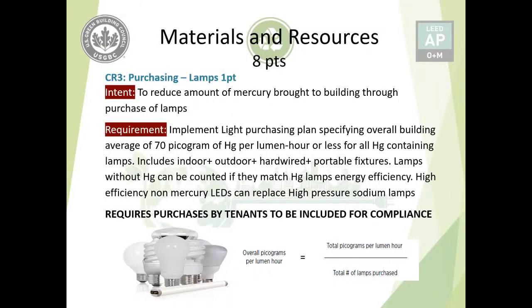That is acceptable. The best strategy could be to replace them with LEDs, and it can also replace the high pressure sodium lamps, but any lamps without mercury can be counted only if they match the same efficiency as mercury-containing lamps. Now, as in the previous credit, it also requires the purchases made by tenants. All the credits in which the purchases by tenants are required become a little bit hard because you have to follow up with the tenants as well.